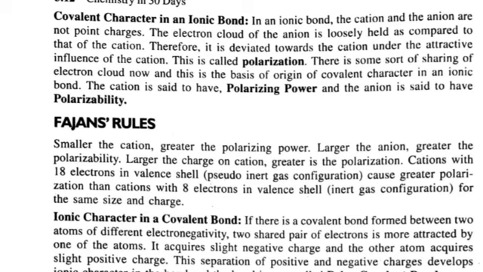Cations with 18 electrons in the valence shell, called pseudo inert gas configuration, cause greater polarization than cations with 8 electrons in the valence shell, inert gas configuration, for the same size and charge.